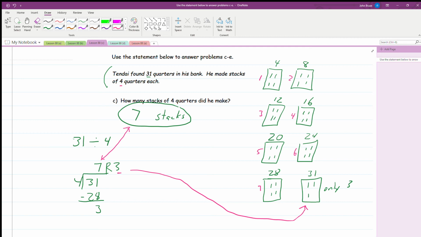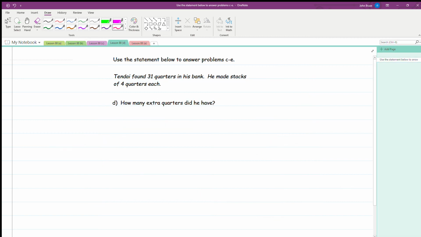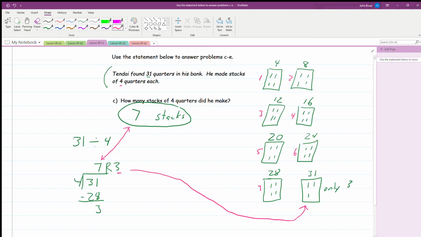Okay. So let's go ahead and go to problem D. It's the same deal. It says we're going to use the same statement. How many extra quarters did he have? Well, let's go back and look. We had extra quarters right here. This was a stack of only 3. So there were 3 in that extra stack. Didn't make a stack of 4, so it would be 3. There were only 3 extra quarters.